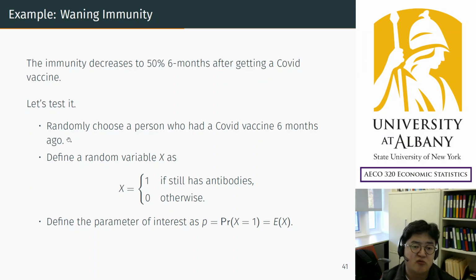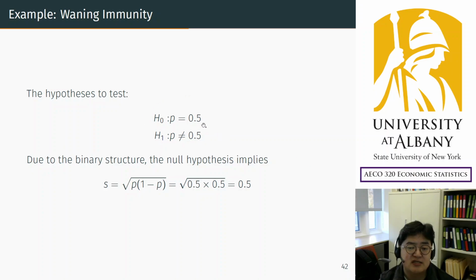So we are going to randomly choose a person who had the COVID vaccine 6 months ago, and check if the person has immunity, right? The random variable X is binary: 1 is success if the person still has antibodies, and 0 if not. You are familiar with this binary structure. We are going to use the parameter P, which can be interpreted as the expectation. So we are going to test if that probability is 50% or not.